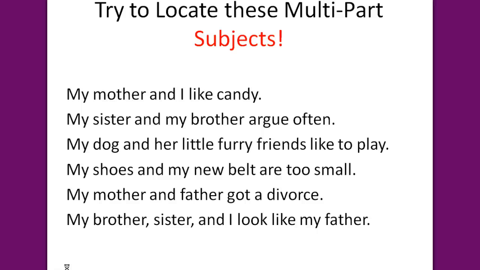My mother and I like candy. My sister and my brother argue often. My dog and her little furry friends like to play. My shoes and my new belt are too small. My mother and father got a divorce. My brother, sister, and I look like my father. Pause this presentation for a moment while you try to practice this.